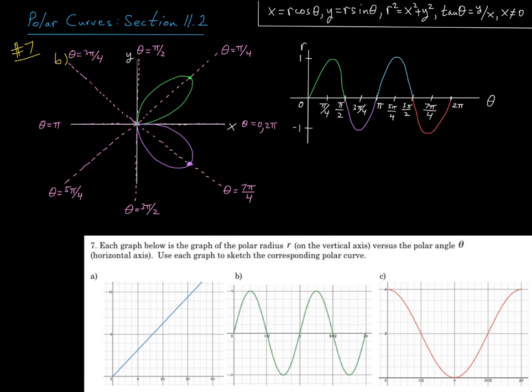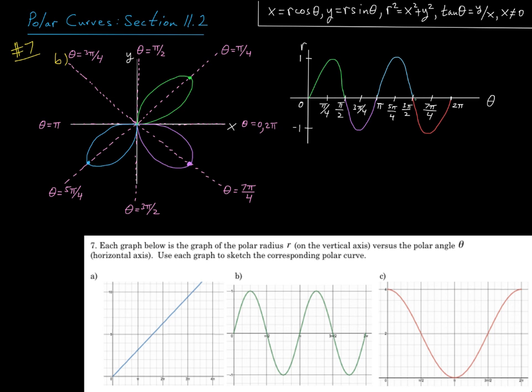And then moving on from pi to 3 pi over 2, we're sweeping through quadrant 3, and r is positive, so that's going to give us another one of these petals, and it's going to live down in quadrant 3 because r is positive on this interval from pi to 3 pi over 2.